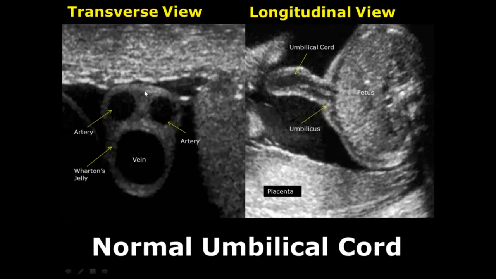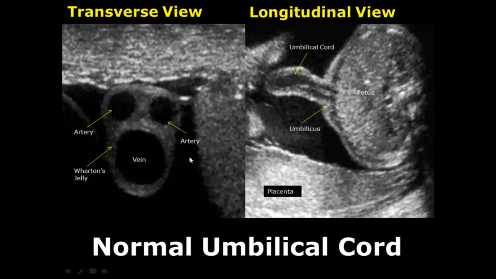Here we can see a cross-section of the umbilical cord. It is the transverse view. We can see how many vessels it contains. The one with the larger diameter is the umbilical vein, and these two with smaller diameters are the umbilical arteries. So we have two arteries and one vein.